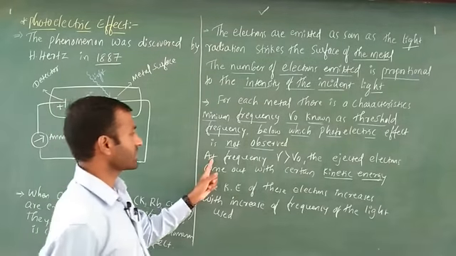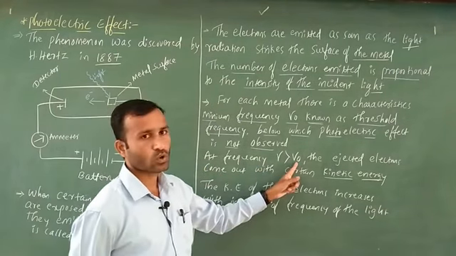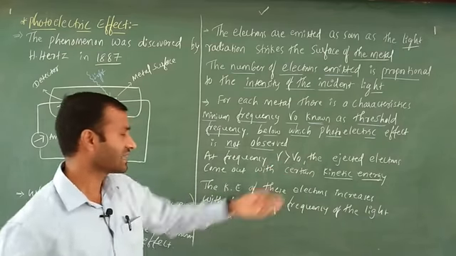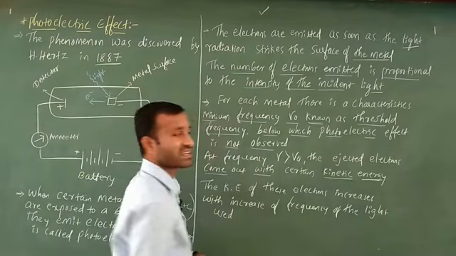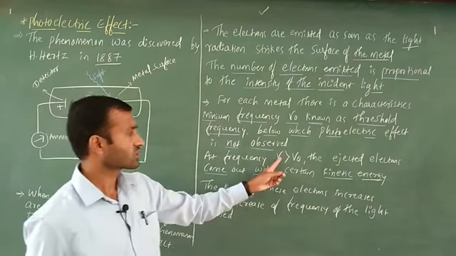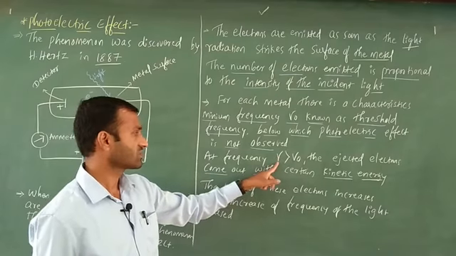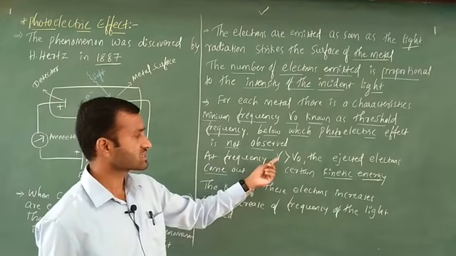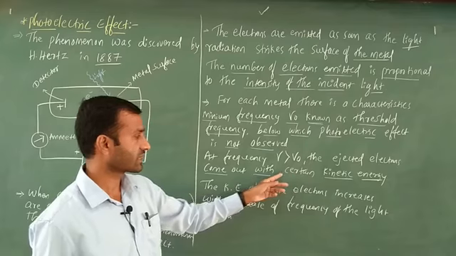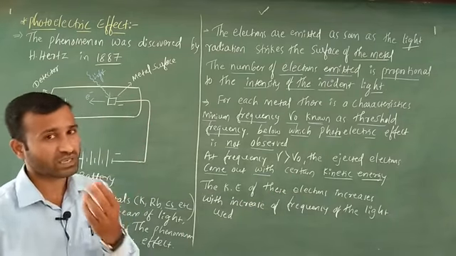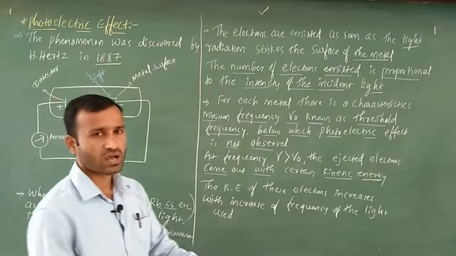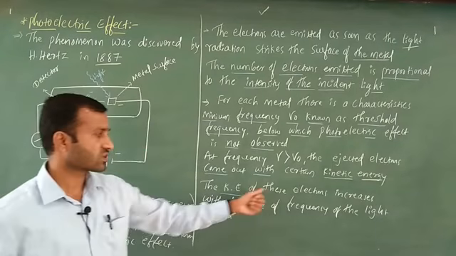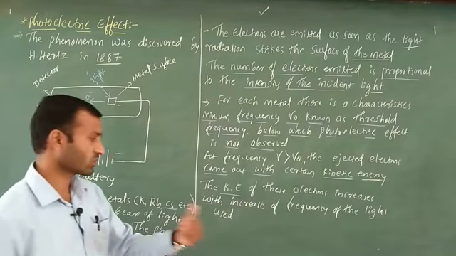Next, at frequency nu greater than nu naught, the ejected electrons come out with certain kinetic energy. Here the normal frequency is greater than the threshold frequency, and at that time the ejected electrons have some kinetic energy. Kinetic energy means they start moving. The kinetic energy of these electrons increases with increase in the frequency of the light.